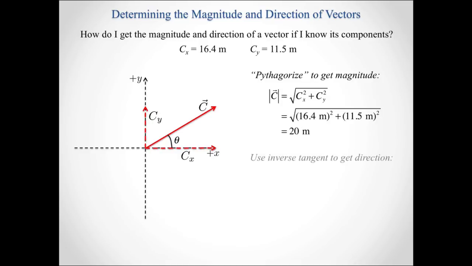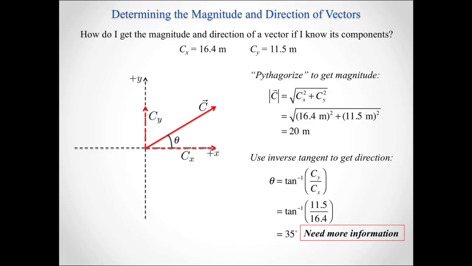If I want the direction of vector c, then I'm going to use the inverse tangent. So theta, in this case what I've defined to be theta, is going to be equal to the inverse tangent of the y component over the x component. We'll come back and talk more about this in a second. When I plug this in, theta is the inverse tangent of 11.5 divided by 16.4. My calculator tells me that's 35 degrees. The detail that we want to add here is that for 35 degrees, we want more information.